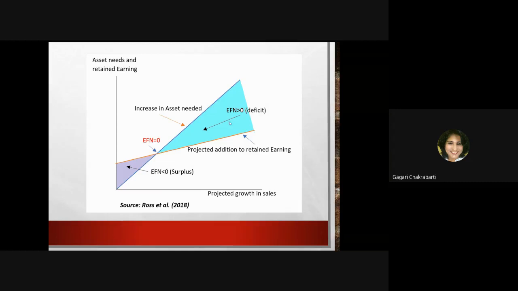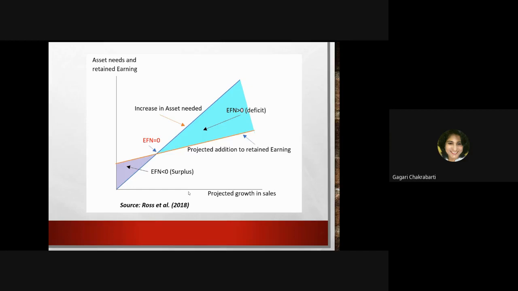So this is the range. In this range, the external financing needed will be positive, because clearly the increase in asset needed is more than the projected addition to the retained earning. Therefore, the firm will be requiring more external financing. And this is the range where the external financing needed, EFN, is less than 0. Therefore, the firm has enough surplus. So in this way, you can always calculate the external financing needed.